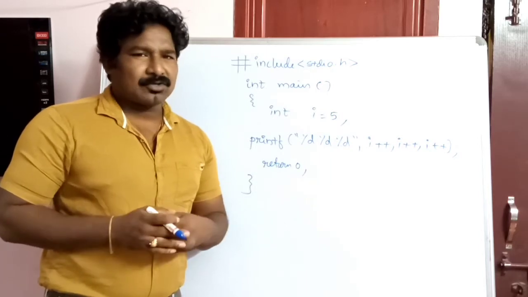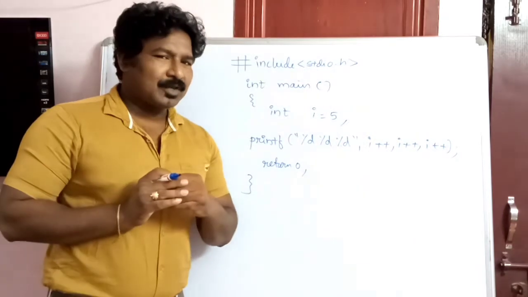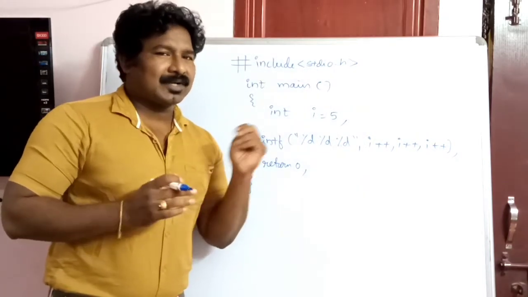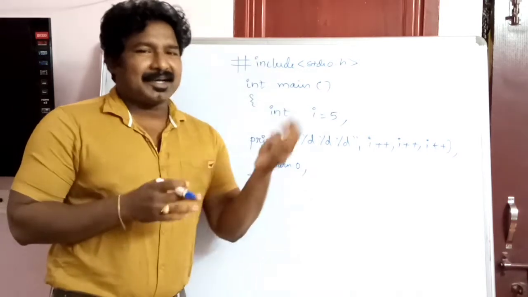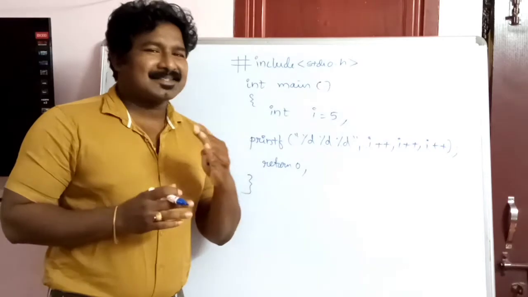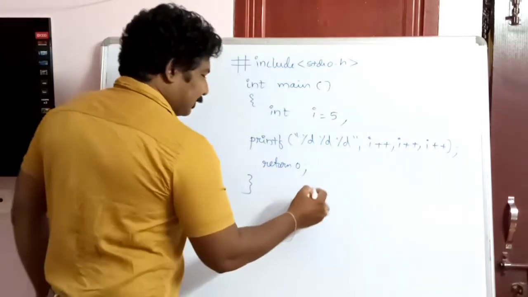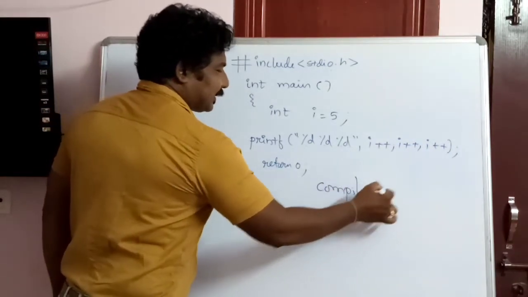That is absolutely correct, friends. When you run on Windows, that means when you run on Turbo C2, you will get some kind of output, and when you run it on Ubuntu or Linux, then you will get a different kind of output. So the answer for this question is compiler dependent.